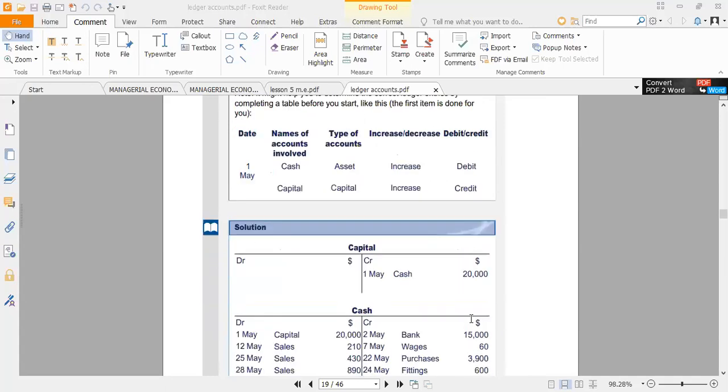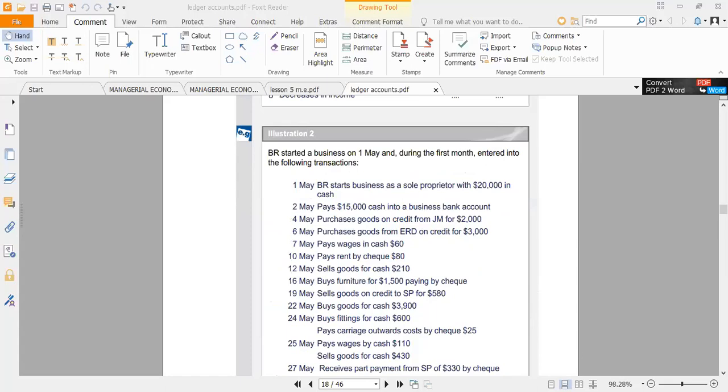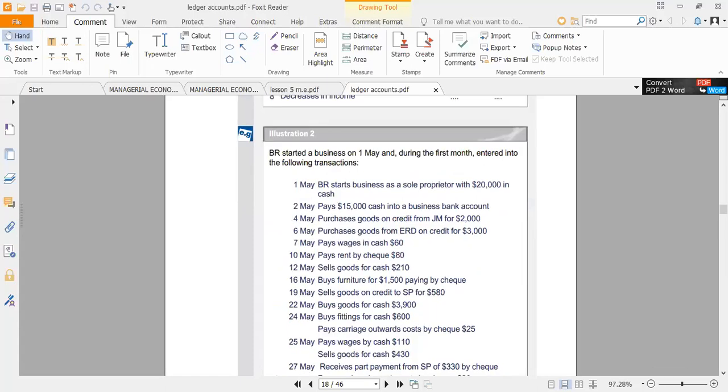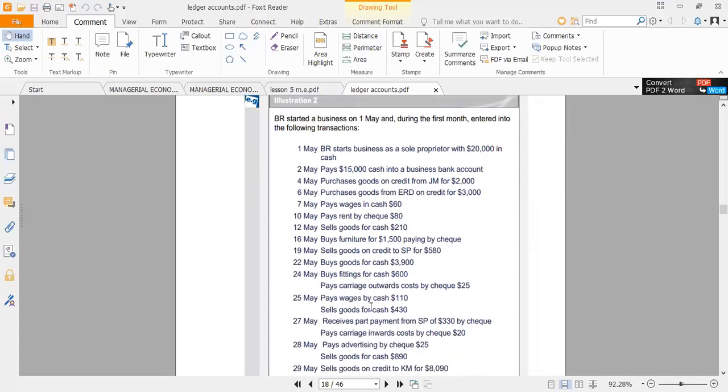Now today I'm interested mainly in coming up with what are called T accounts. So we're going to do T accounts for each of these transactions that are showing here. I'm going to be as basic as possible so that you're able to understand how the posting is done to the trial balance. May 1, started business as a sole proprietor with 20,000 in cash.